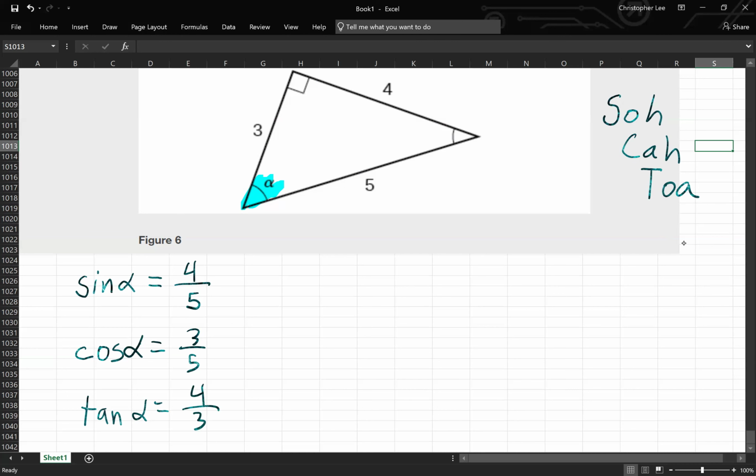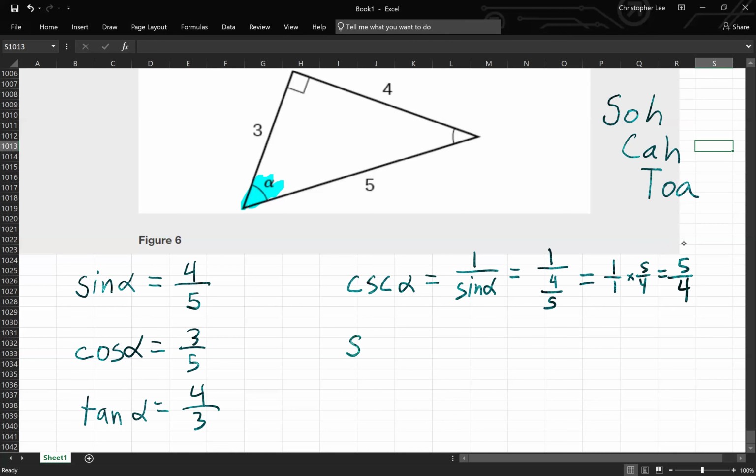Now watch this, right? Cosecant alpha is equal to 1 over sine alpha, which is going to be simply 1 over 4 over 5. And you remember how we divide fractions, right? Keep, change, flip. So that's 1 over 1 times 5 over 4. Call that 5 over 4. So basically, once you know what the sine answer is, flip it and you get the answer for the cosecant.